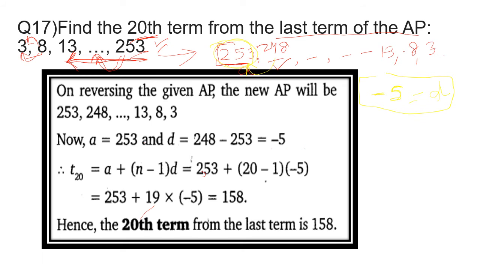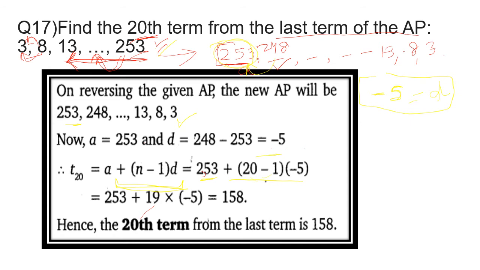So I have to find out the 20th term. A20 will be equal to A plus 19D. That is the general formula for finding out any term. So A plus 19D will be 253 plus 19D, as A is equal to 253, as you can see here. What is the D here? D is minus 5.